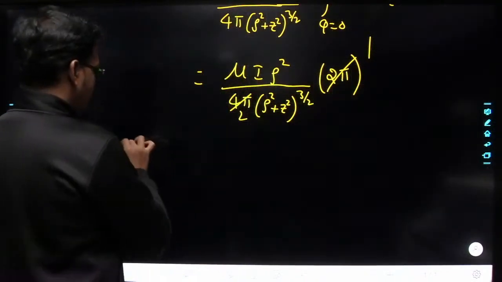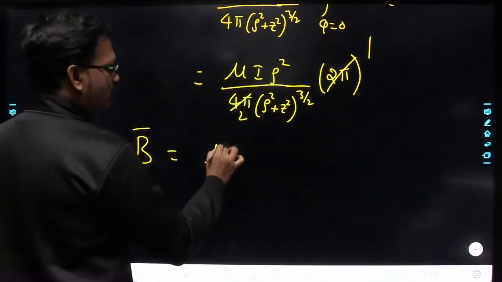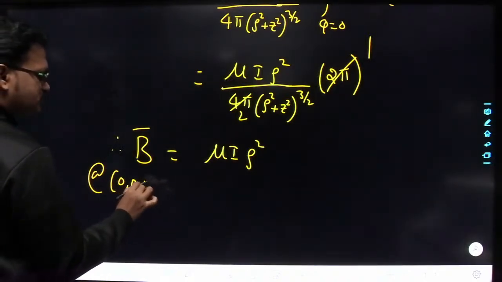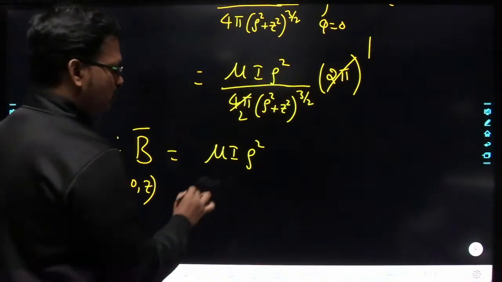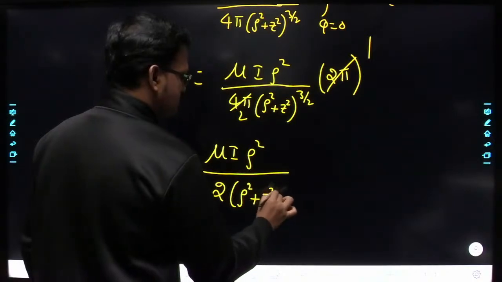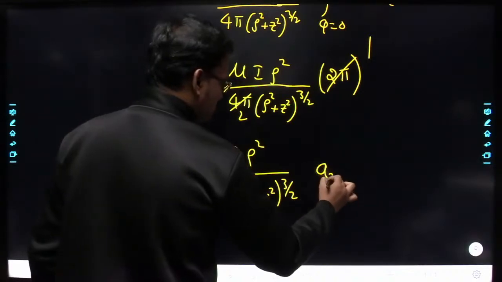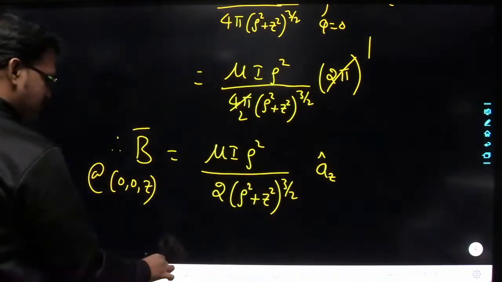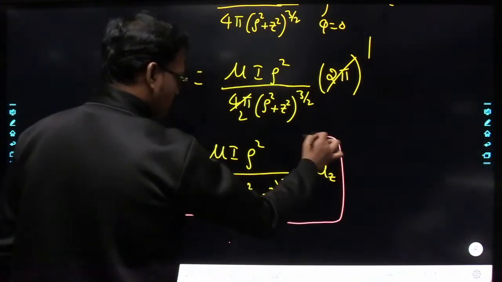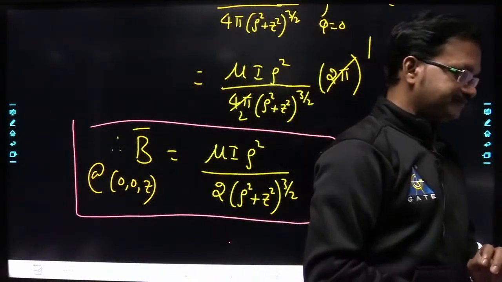Therefore the B field at the point 0 comma 0 comma z is equal to mu I rho square divided by 2 into rho square plus z square whole to the power of 3 by 2. The direction is along the AZ cap direction. Is this clear?